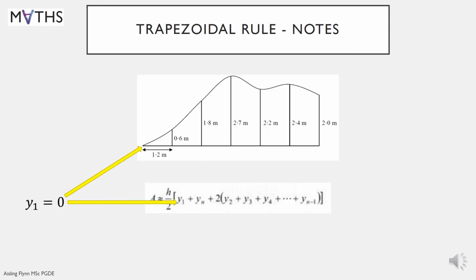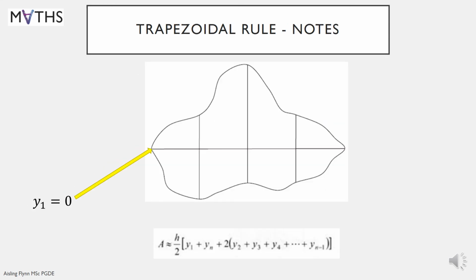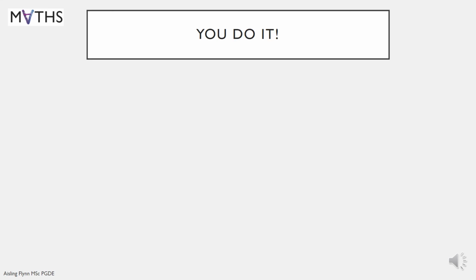Sorry, let's go back there. So the red line, you include what's above the horizontal and below the horizontal all as one. And that's your total for y2.